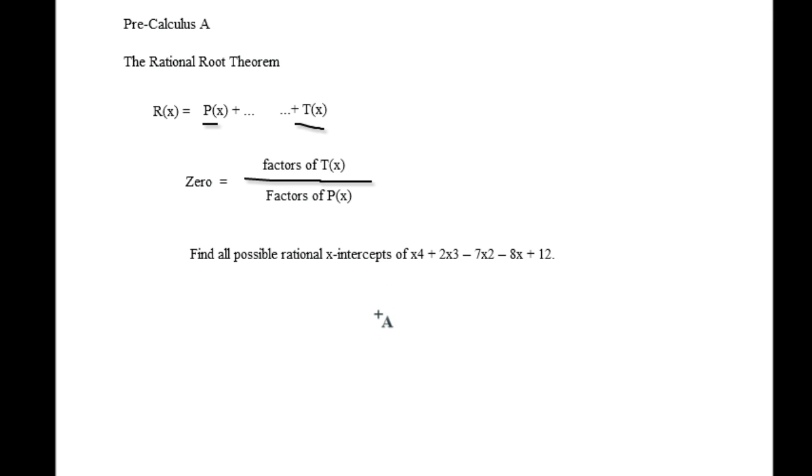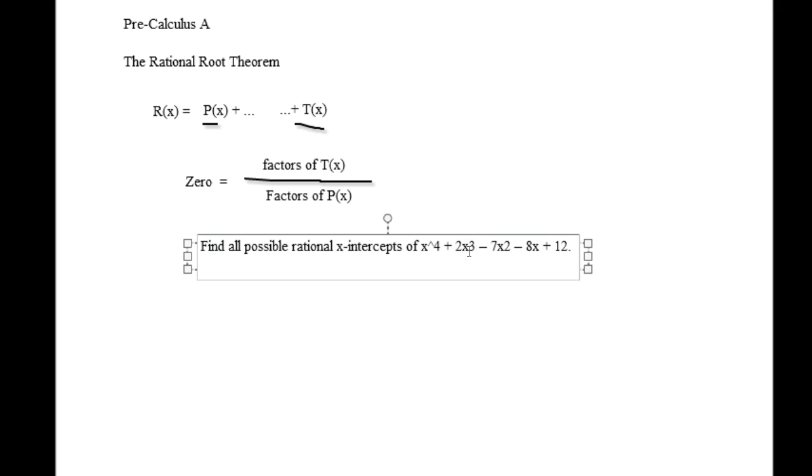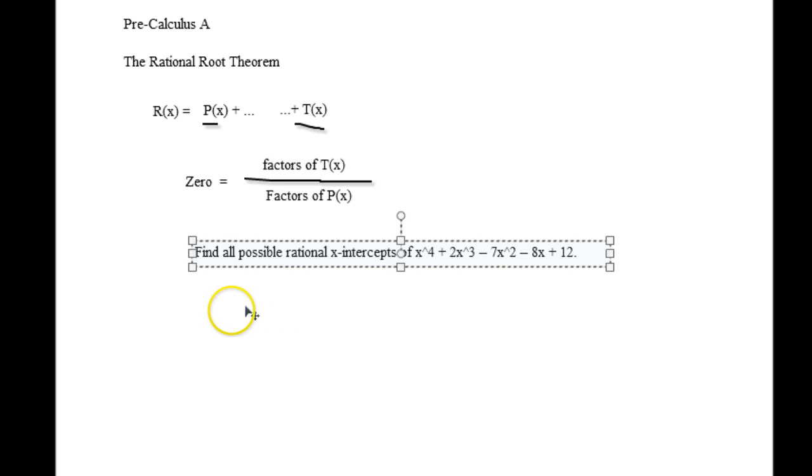Find all possible rational x-intercepts of x to the fourth plus 2x cubed plus 7x squared minus 8x plus 12. Now this is for when the Tartaglias of about 400 to 500 to 600 years ago were in Italy trying to solve these complicated problems above a degree of 2. They actually had to work it out by hand all the time, whereas today we would graph this, see where it crosses the x-axis, and start from there with our synthetic division.